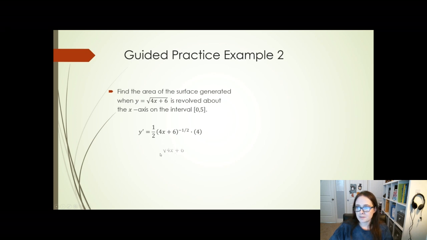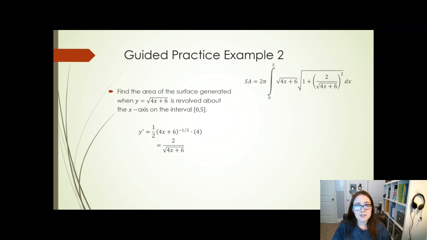And so if I clean that up, simplify it a little bit, 4 times 1/2 is going to give me a 2 on the top over that square root of 4x plus 6. This time I'm going to do things a little differently. I'm just going to plug it straight into the formula. Feel free to simplify it some more before doing this, though. But this is what it looks like if I just plug everything in.